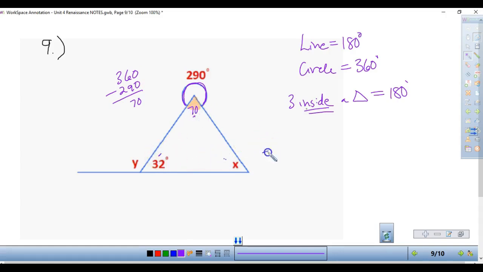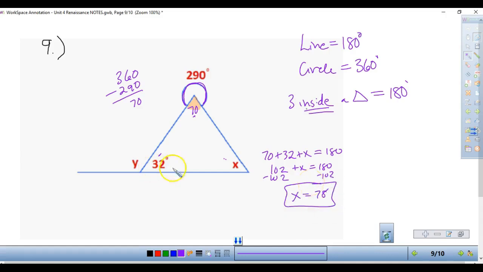So I can do 70 plus 32 plus x equals 180. So let's see, that's 102 plus x equals 180. And then I could minus that. So x would equal 78.